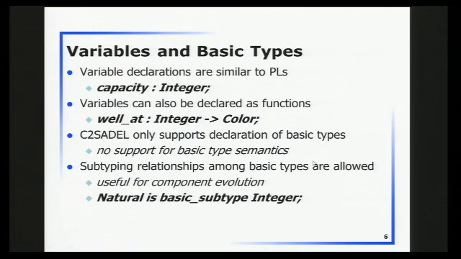And C2 SADL only supports declaration of the basic types, but there is no support for the semantic description for the basic types. So when you use the basic types that are included in our C2 SADL syntax pool, you don't need to explain what that is. You don't need to explain what integer means or what natural means. You can assume that the developer should know about all the basic types. Okay, but when you define your own data type, it's always a good practice to provide a comment of what it means. For example, phone numbers.